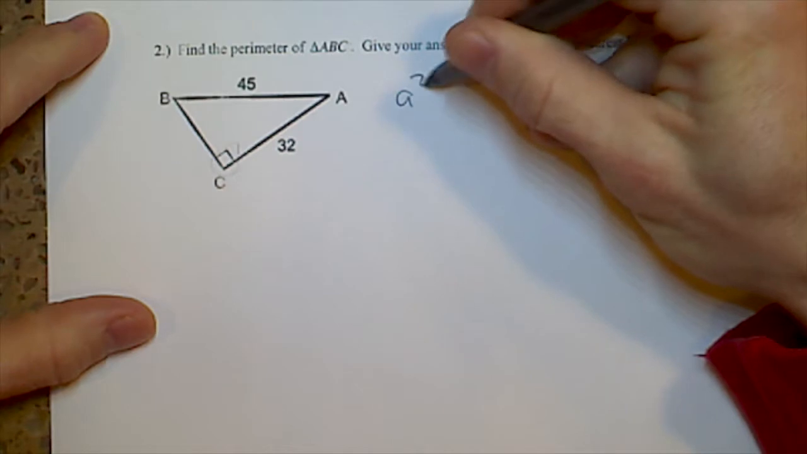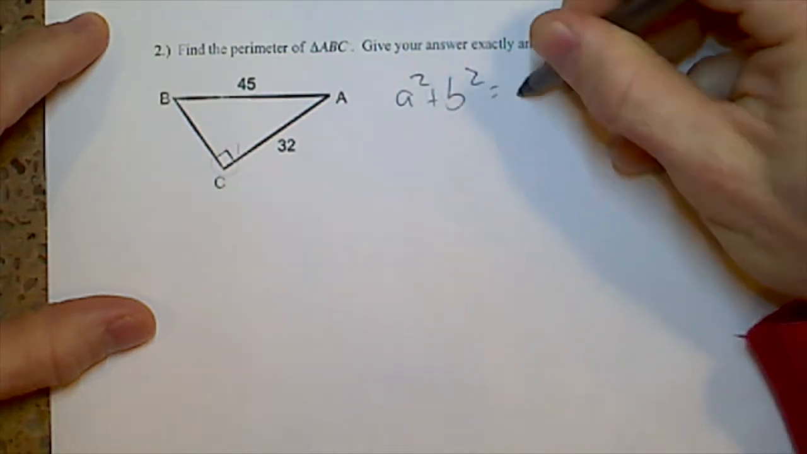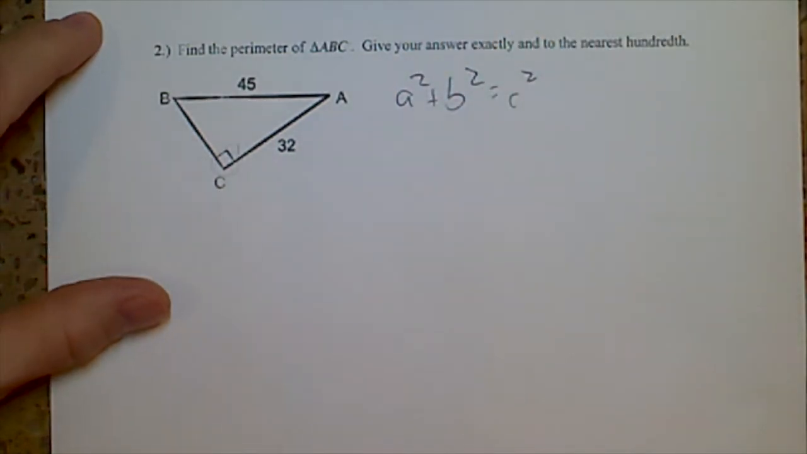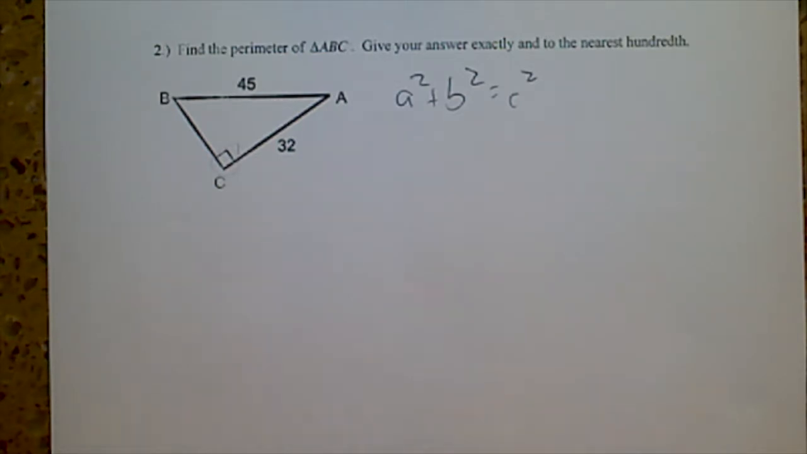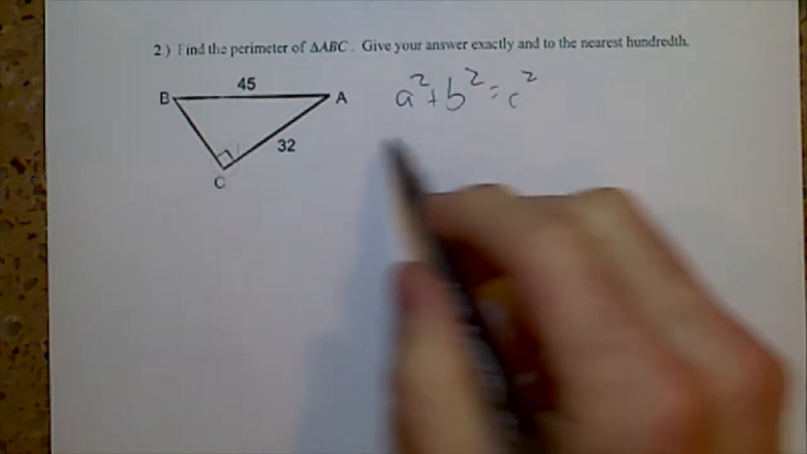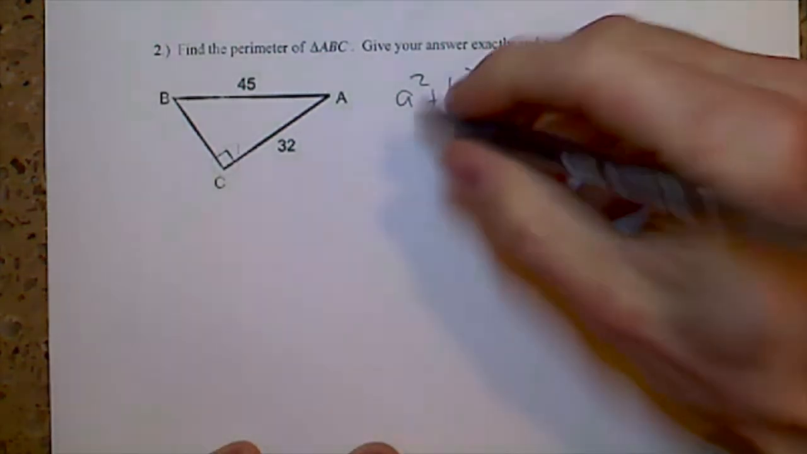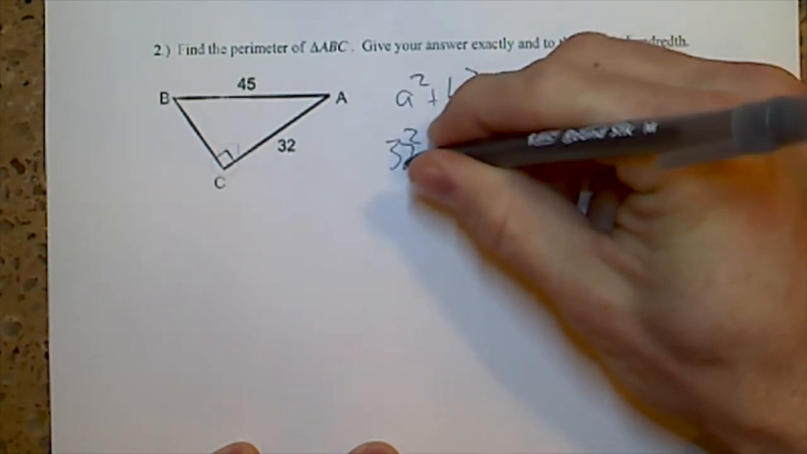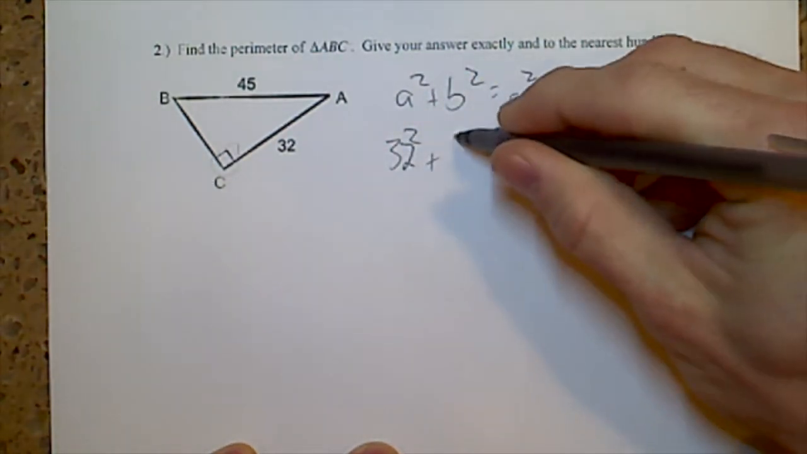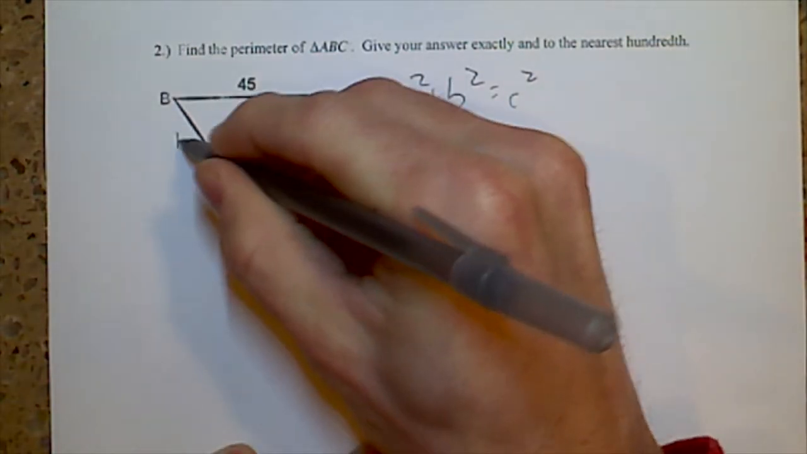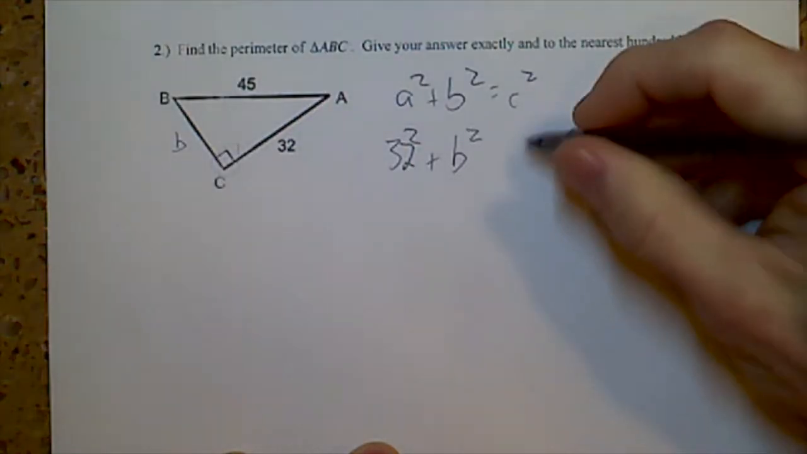I know that the length of the leg squared plus the length of the other leg squared is equal to the length of the hypotenuse squared, right? That's what I'm saying in symbols right here. Okay. All right, so I go ahead and plug that in. Well, I know one of the legs, 32 squared, plus, we're going to leave it b squared. I'm going to call this lowercase b, right, is equal to 45 squared.